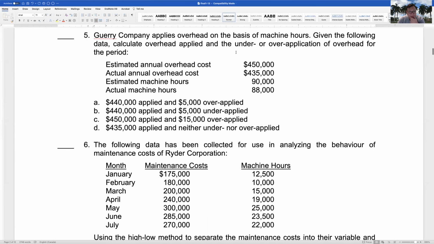Next one: this company applies overhead on the basis of machine hours. Given the following data, calculate overhead applied and under or over application of overhead for the period. The estimated annual overhead cost is 450,000. The actual annual overhead cost is 435,000. The estimated machine hours are 90,000. The actual machine hours are 88,000.